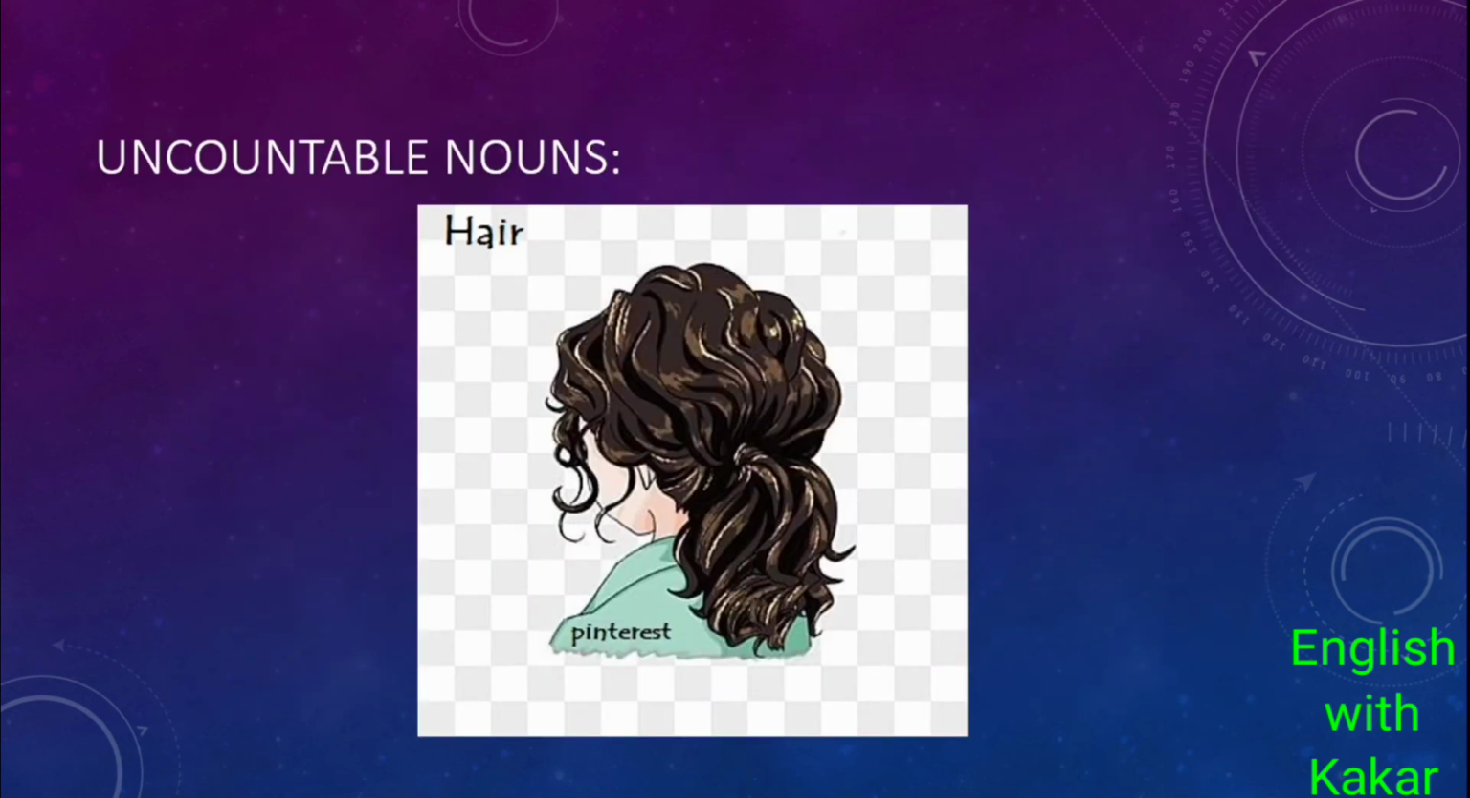However, there are nouns that we cannot count. Like look at the hair of this lady. Can we count the hair of this lady? How many hairs does she have on her head? No, we cannot count it. So if we cannot count something, that is an uncountable noun.